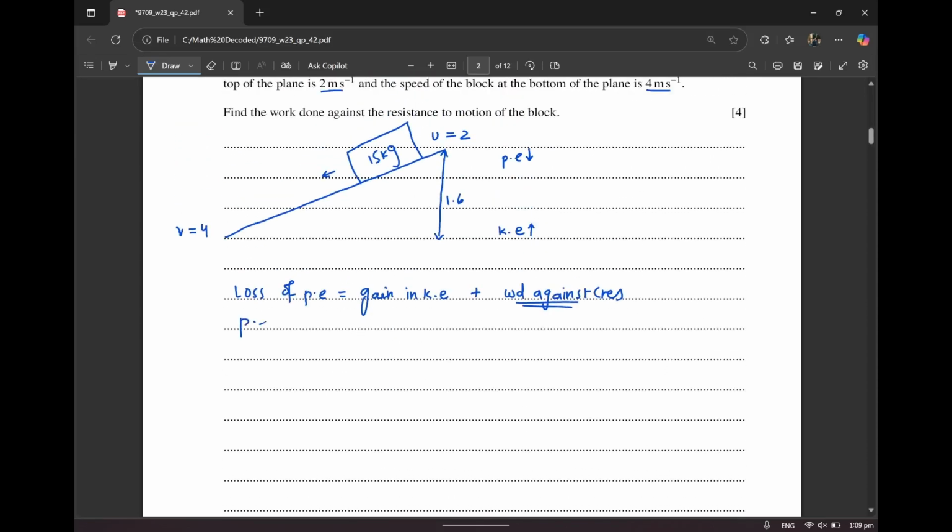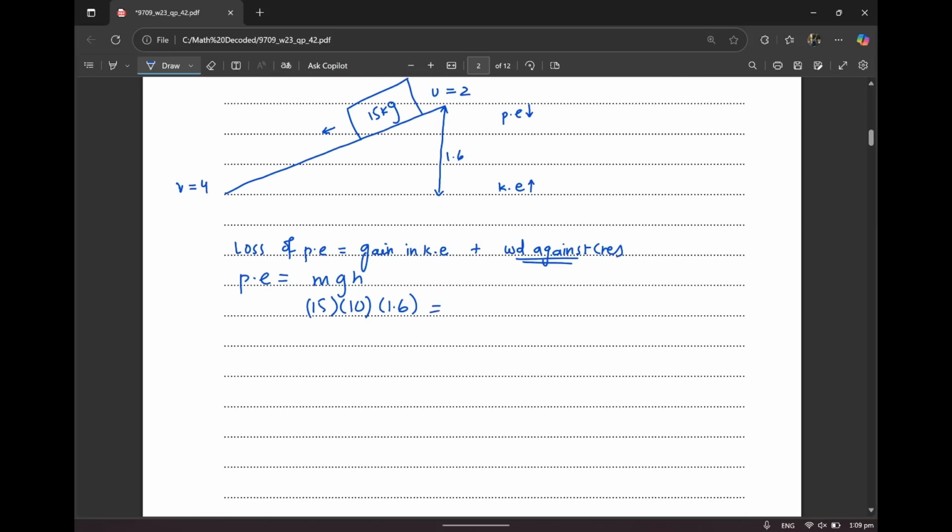The formula for potential energy is mgh, where m is the mass, 15, into g, that is 10. In mechanics, you will always be taking g to be 10, and h, that's 1.6. Remember, the height is always going to be the vertical height. You can't take this length. It's not given to us in the question, but I'm just saying it anyways. You can never be taking this height. This will come out to be 240 joules.